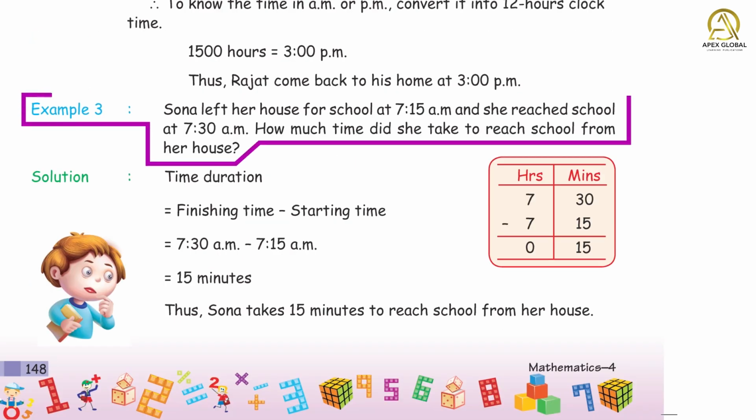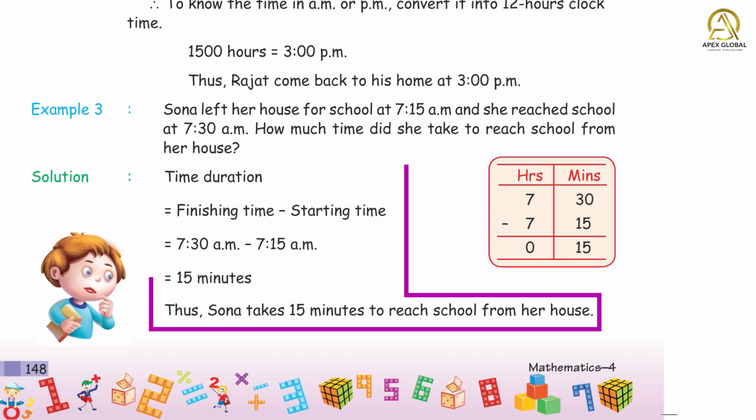Example 3. Sona left her house for school at 7:15 a.m. and she reached school at 7:30 a.m. How much time did she take to reach school from her house? Solution: time duration, finishing time minus starting time. 7:30 a.m. minus 7:15 a.m. 15 minutes. Thus, Sona takes 15 minutes to reach school from her house.